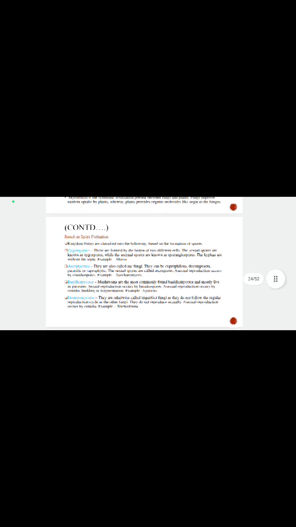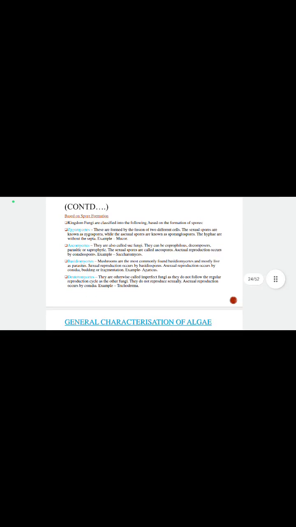Then Basidiomycetes. Mushrooms are the most commonly found basidiomycetes and mostly live as parasites. Sexual reproduction occurs by basidiospores. Asexual reproduction occurs by conidia, budding or fragmentation. For example, Agaricus.